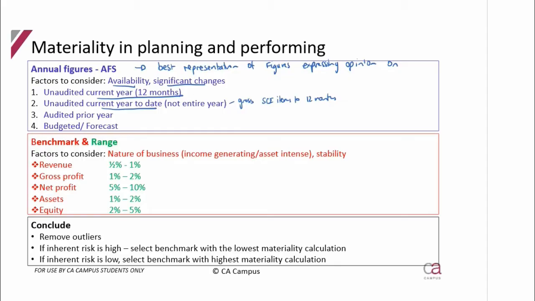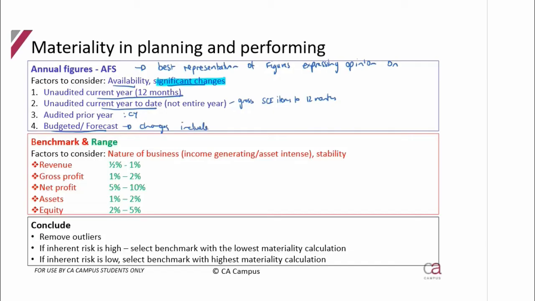If you don't have any current year figures, then you've got to choose between prior year audited and budgeted or forecast for the period that you're going to be expressing an opinion on. And this is when you now look at that second factor we have here, significant changes. If there were significant changes in the prior year to the current year, then you are going to want to use the forecast or the budgeted if those changes were included.